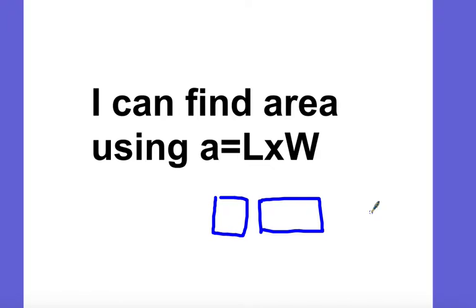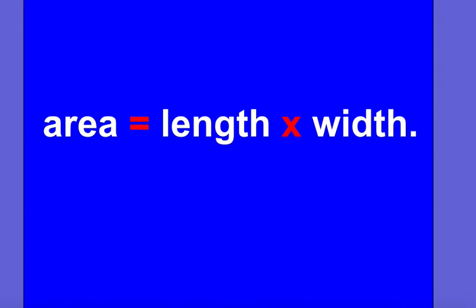So we can find area by using the formula length times width. The length is how long a shape is, and the width is how wide it is. This only works if it's a square or a rectangle. So area equals the length of the rectangle times the width.